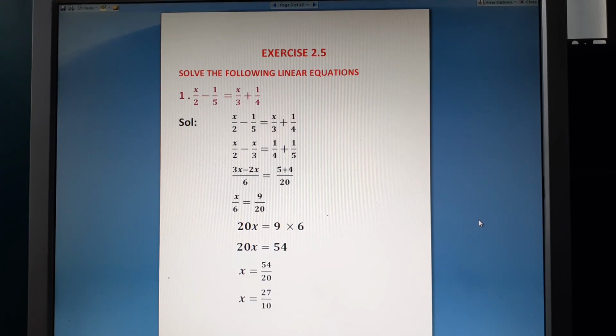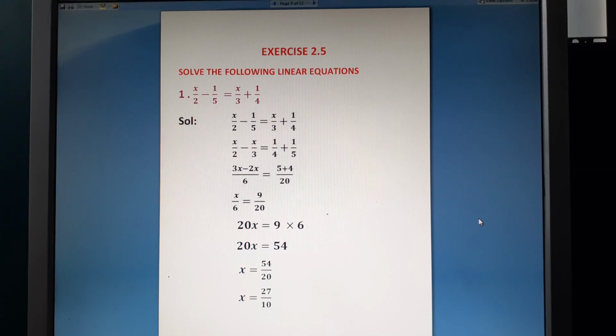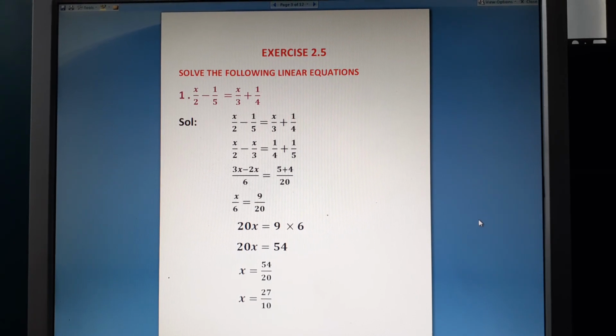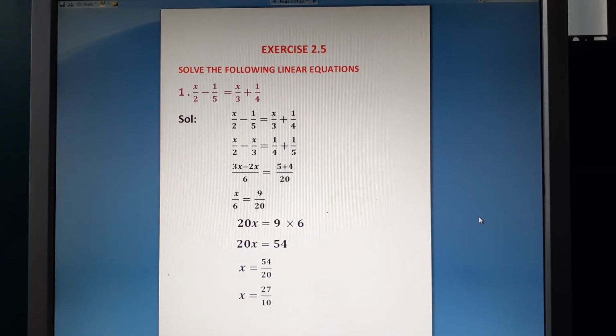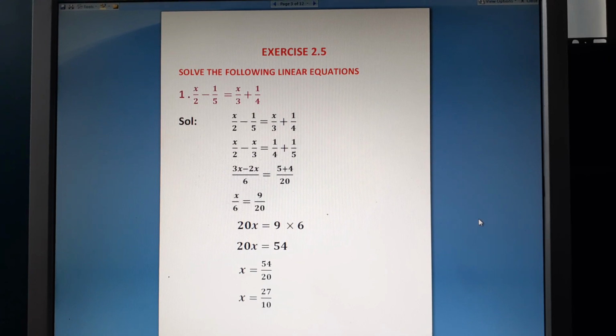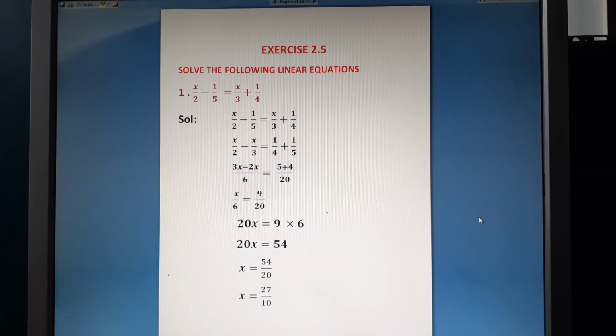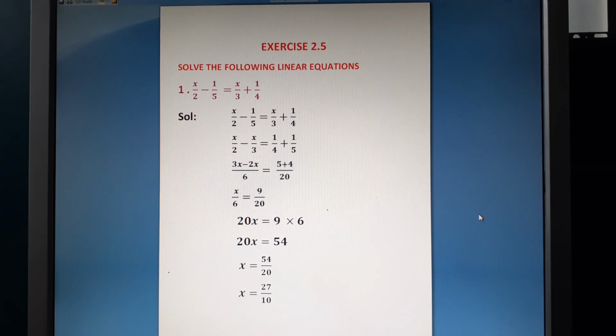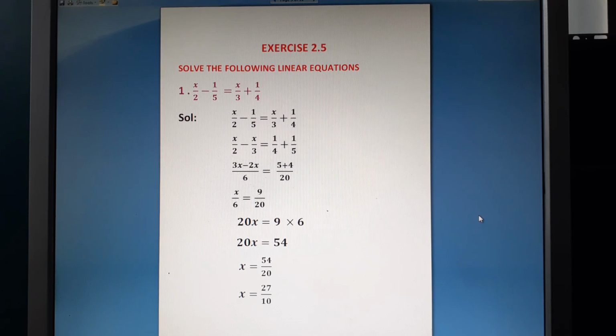Do the cross multiplication. We get 20 into x is equal to 9 into 6. 20x is equal to 54. x is equal to 54 divided by 20. Both are divisible by 2. After cancelling, we get x is equal to 27 divided by 10.